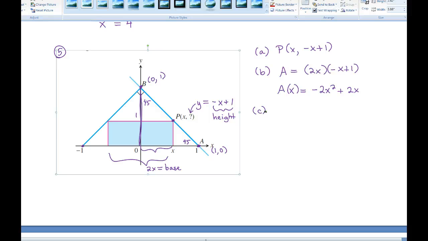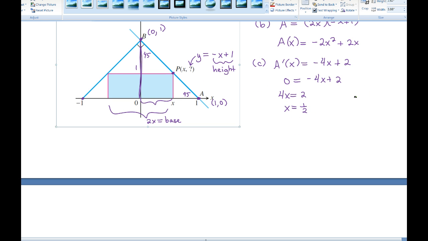So there's part B. And then for part C, what is the largest area the rectangle can have and what are its dimensions? And so we're going to go through and find the derivative. So it's going to be negative 4x plus 2. Set this equal to 0, so we get 4x equals 2. So x is a half. Now, just knowing that the problem itself is a negative x squared, I know that's going to be a maximum. But you can also make the number line real quickly, just to save some time. You will see that it's a maximum.